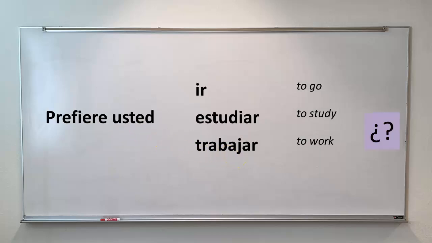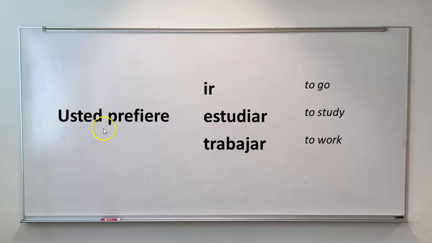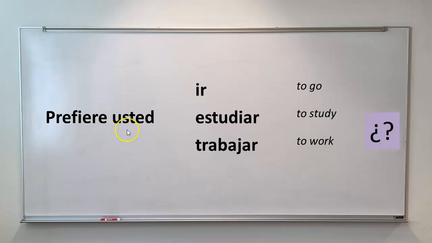How about a question? Remember to ask a yes or no question. You reverse the word order here. So we have our subject and our verb form here in the statement. In the question, it's the verb form first and then the subject pronoun. So, ¿prefiere usted ir? Do you prefer to go? ¿Prefiere usted estudiar? Do you prefer to study? ¿Prefiere usted trabajar? Do you prefer to work?